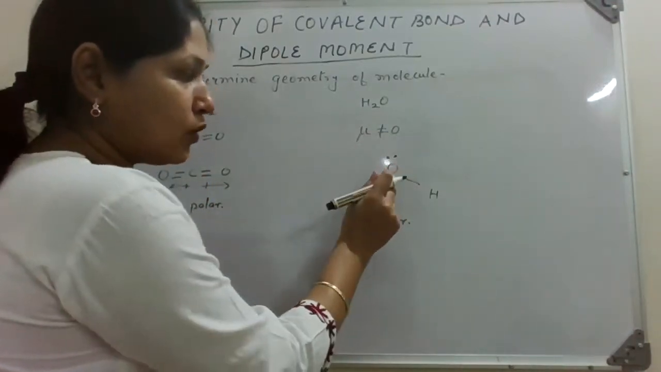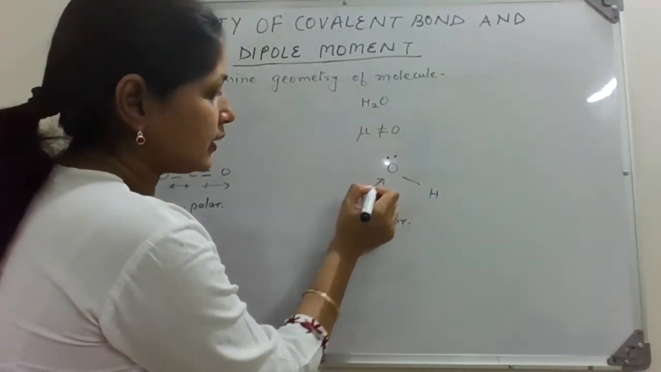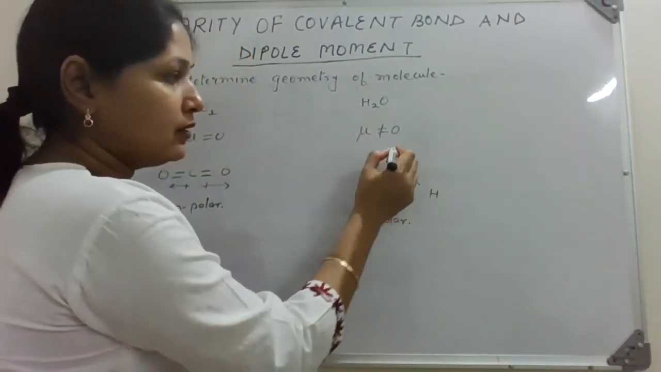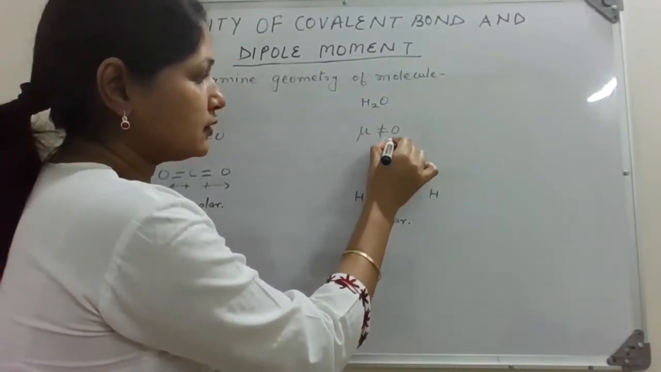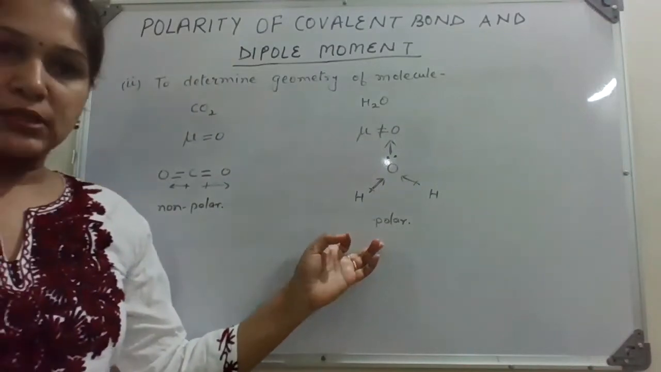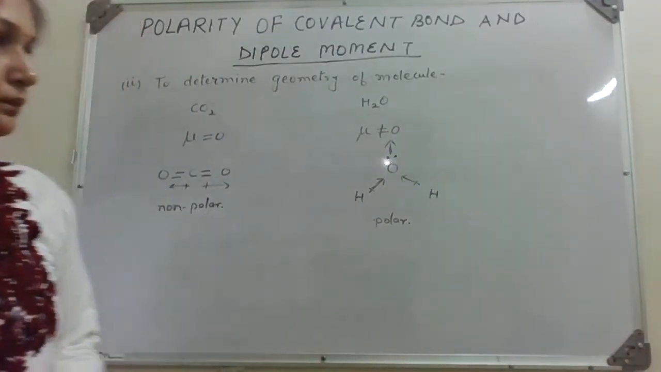Here in this case, oxygen is more electronegative than hydrogen. The dipole moment in this case is towards oxygen. Same for this OH bond. And the resultant dipole moment in this case will be in this direction. It has some value of dipole moment. So this molecule will not be symmetrical. It has a bent shape and it is a polar molecule.